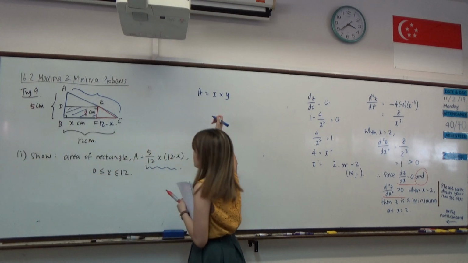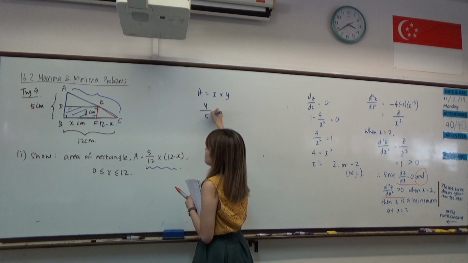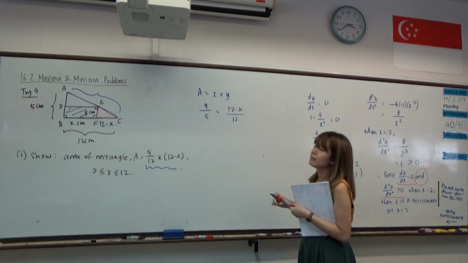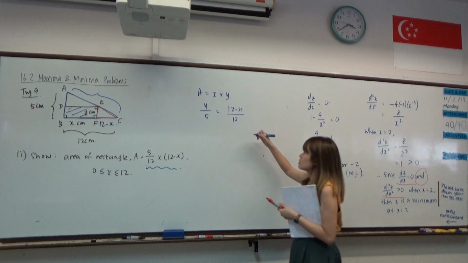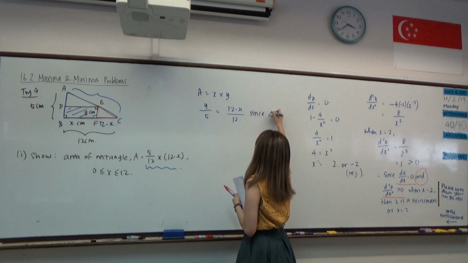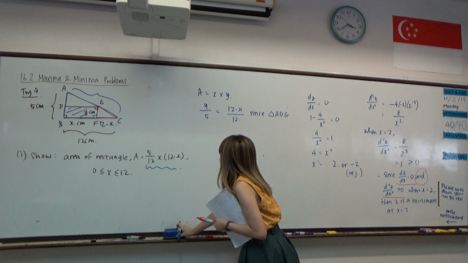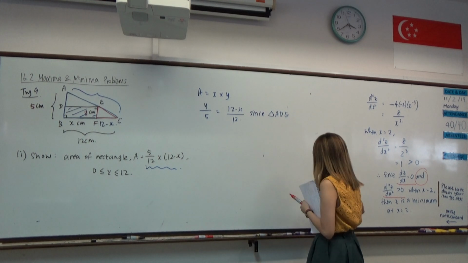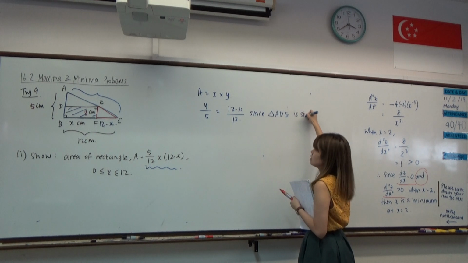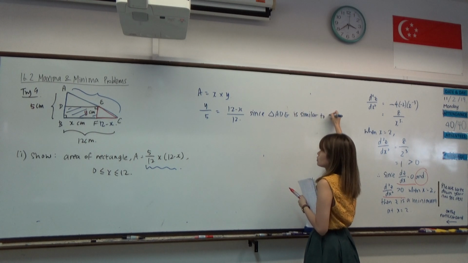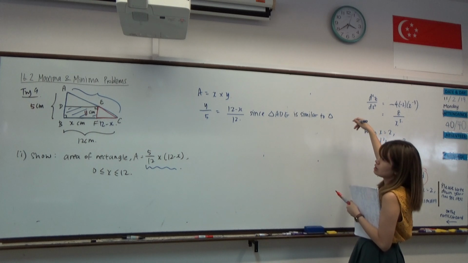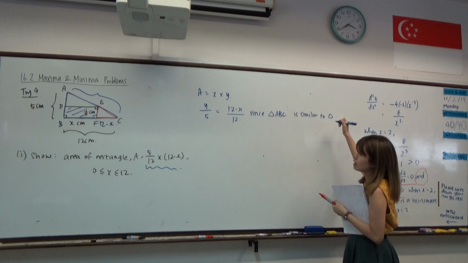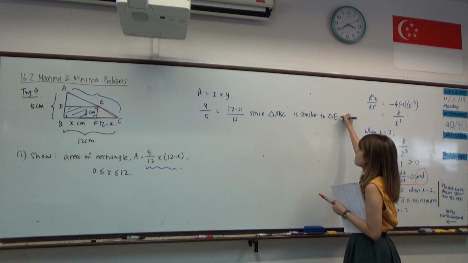Okay, so let's try this. So y over 5 is equal to 12 minus x over 12, right? By similar triangle properties. So since triangle ABC is similar to triangle EFC.